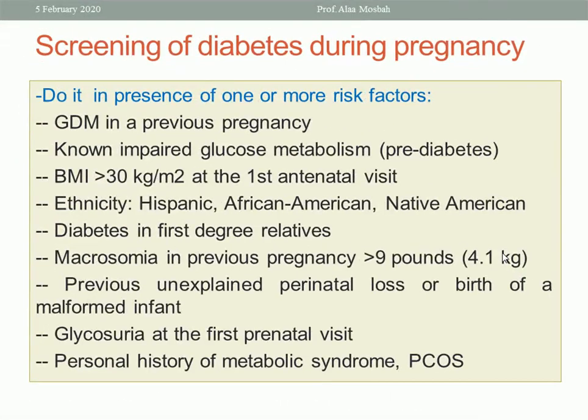Screening for diabetes during pregnancy should be done in the presence of one or more risk factors, like gestational diabetes in a previous pregnancy, impaired glucose metabolism, pre-diabetic case, body mass index more than 30 kg, ethnicity like Hispanic, African American, Native American, diabetes in first degree relatives, macrosomia in a previous pregnancy, previous unexplained perinatal loss or malformed infant, glycosuria at the first perinatal visit, and lastly, personal history of metabolic syndrome and polycystic ovarian syndrome.